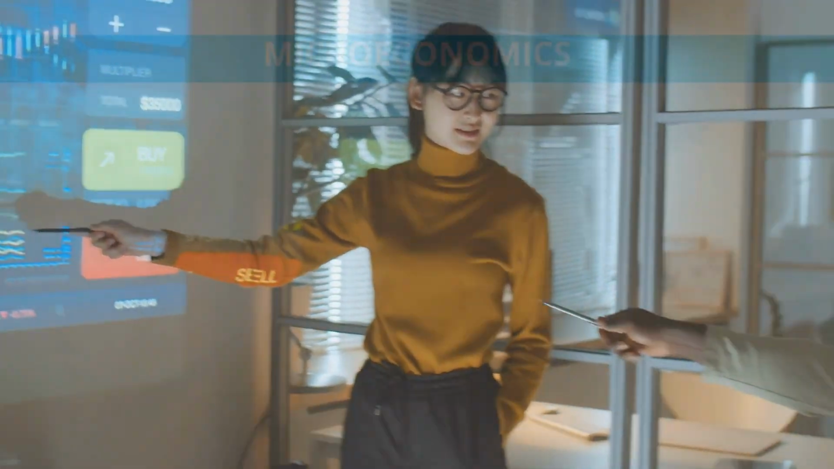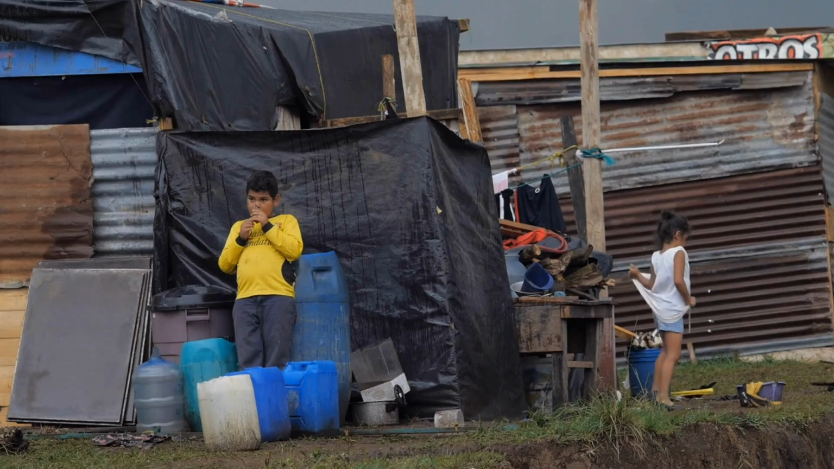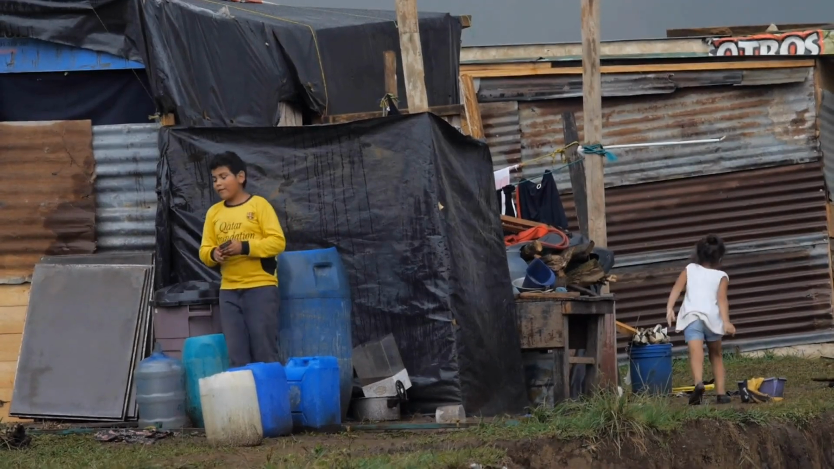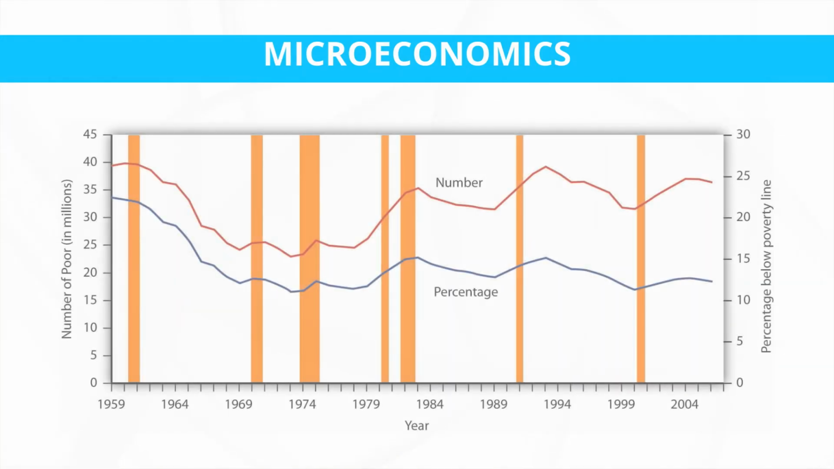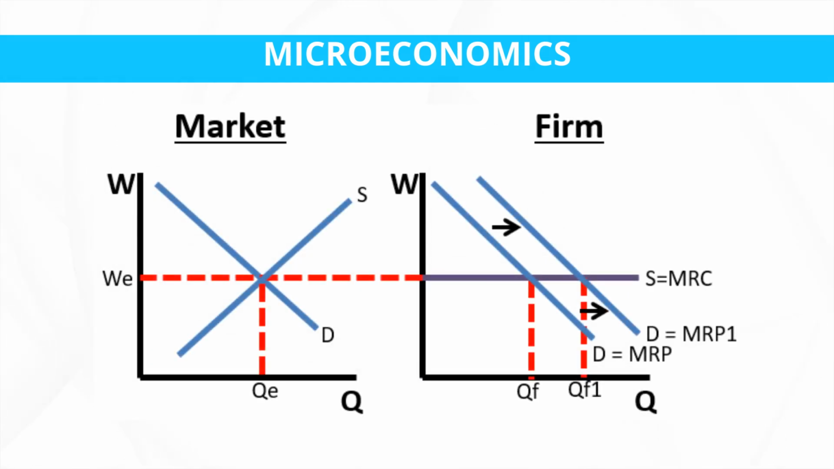How do microeconomics interact with the problem of poverty? Microeconomics is intricately linked to the problem of poverty. It provides insights into the mechanisms that can contribute to poverty and how poverty, in turn, affects economic decisions of individuals. Microeconomics studies the labor market, where wages are determined. Poverty often relates to low wages, and understanding labor market dynamics can help address issues such as wage inequality and unemployment.